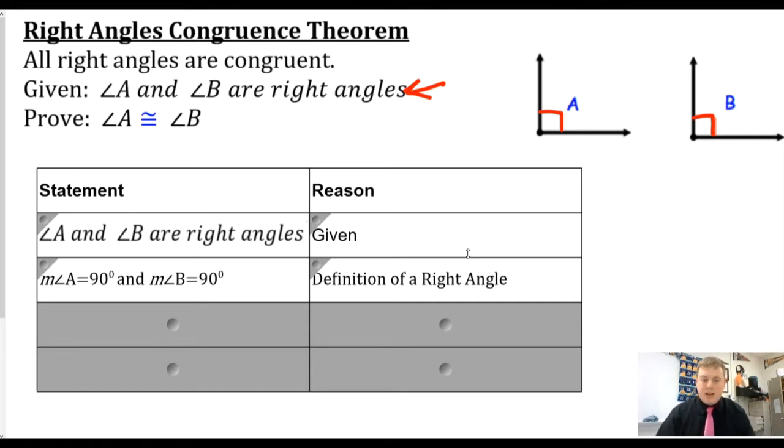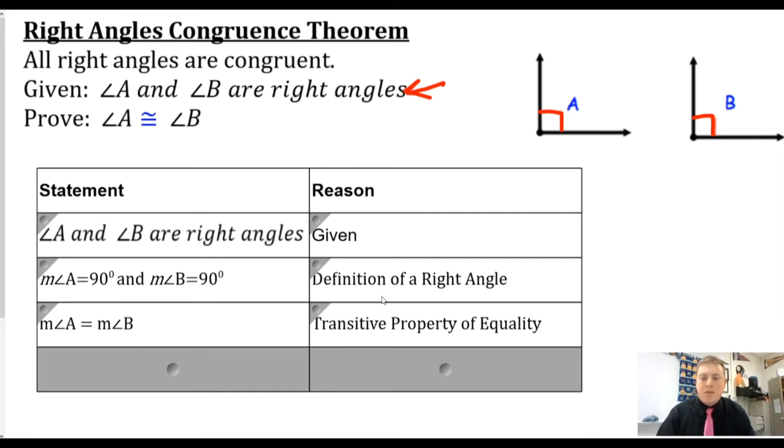So what we're going to do next is I recognize that I have both the measure of angle A and the measure of angle B equal to 90 degrees. So I'm going to set those equal to each other. Now I'm going to use the transitive property of equality to justify that if A equals B, B equals C, then A equals C. But I could also see an argument being made if you wanted to say that that was the substitution property of equality. Because you really could just sub out one of those for the 90 degrees. So I could see an argument being made either way on that.